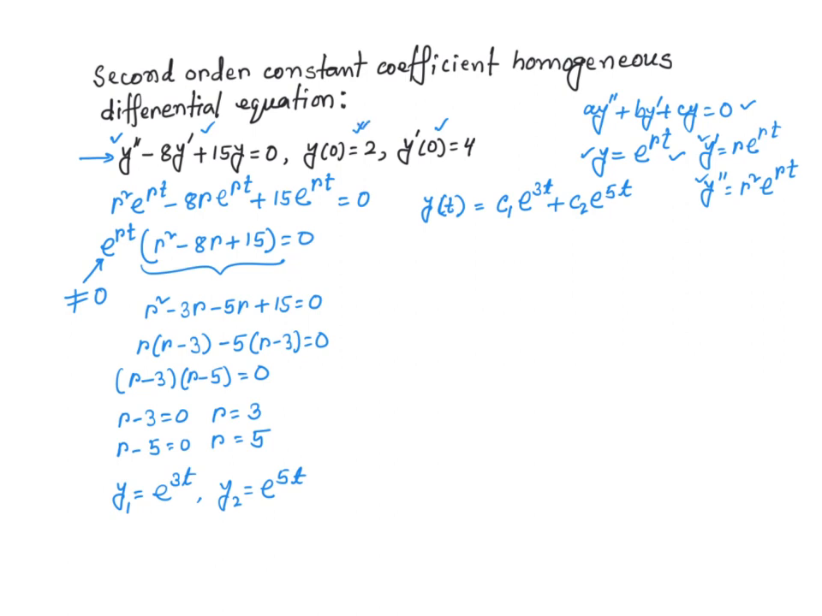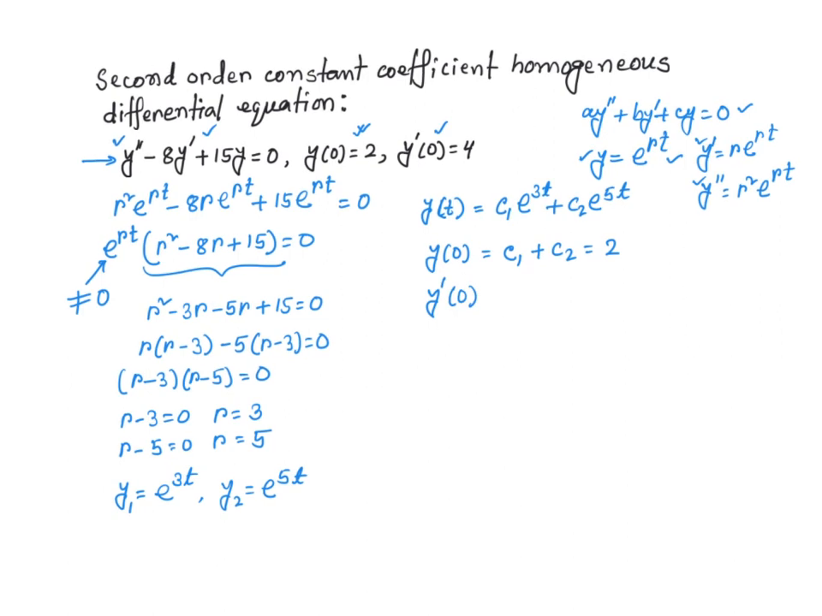y of 0 is equal to 2. So I'm going to have y of 0 is equal to c1 times e to the power 0, which is 1, plus c2 times e to the power 0, because t is 0, right, is equal to 2. So this is one condition. And we know y prime of 0 is equal to 4. Okay. So if I take the derivative of it, this is what I get.